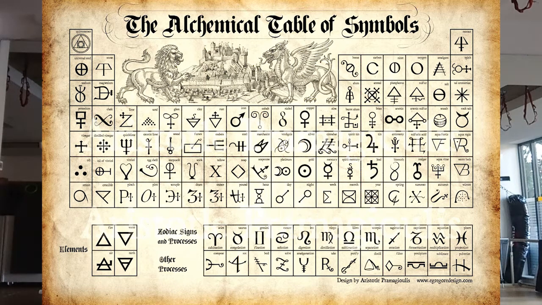go back to Cancer. Cancer represents solution. This could be a liquid solution, right? So it's not necessarily a solution to a problem, right? And for Leo, this symbol here represents digestion.